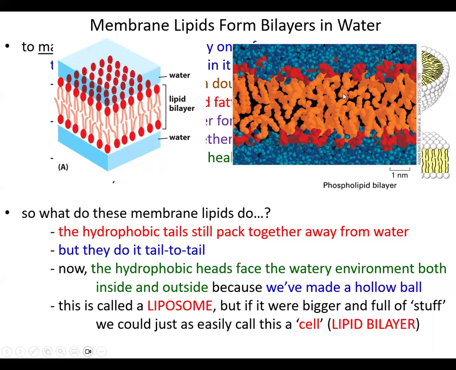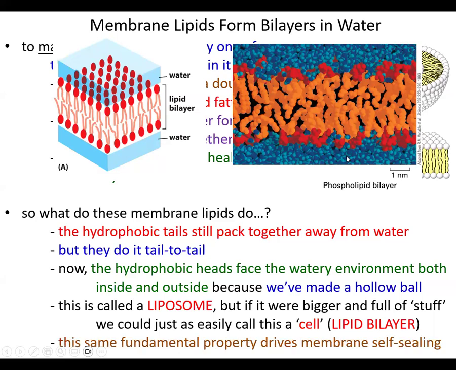This is what a lipid bilayer actually looks like. You can see it's much more chaotic. Once again, in dark red are the hydrophilic head groups, and now in orange are the hydrophobic tails. But we see that it's fluid, it's dynamic, and water is kept outside and inside. And we have this boundary between outside and inside. The watery environment inside the cell is kept separate from the watery environment outside the cell. It's the same general property that also drives membrane self-sealing.